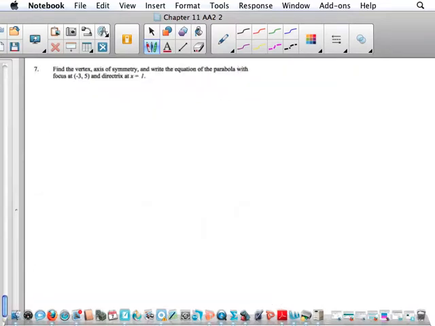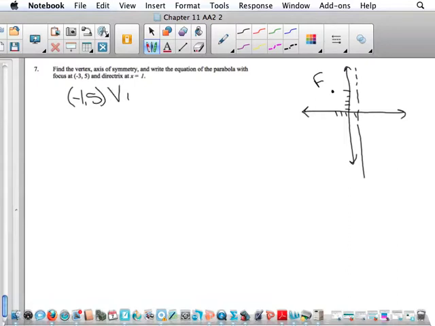Number 7, find the vertex, axis of symmetry, and write the equation of the parabola with a focus at (-3, 5) and a directrix at x equals 1. And you don't have to be really precise with your graph. You're just trying to get an idea of what this looks like. So you have the focus here, and then the directrix is at 1. Remember, the vertex is halfway between those 2, so the midpoint between -3 and 1 would be at (-1, 5), my vertex.